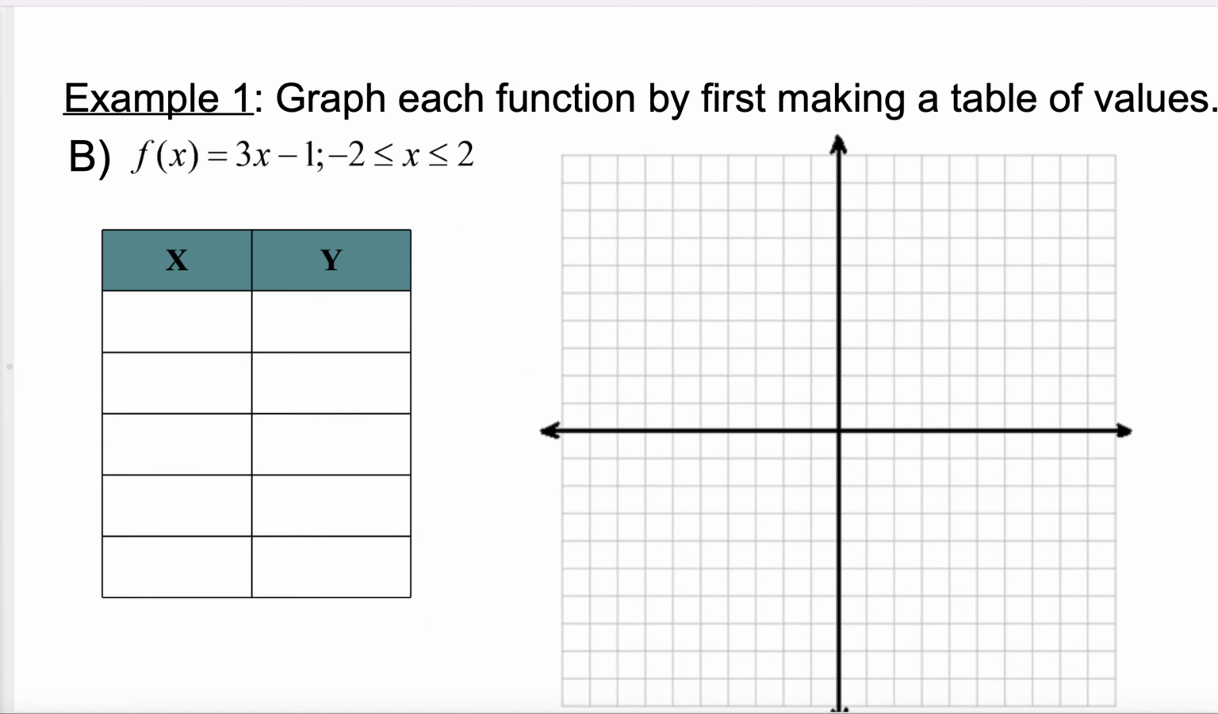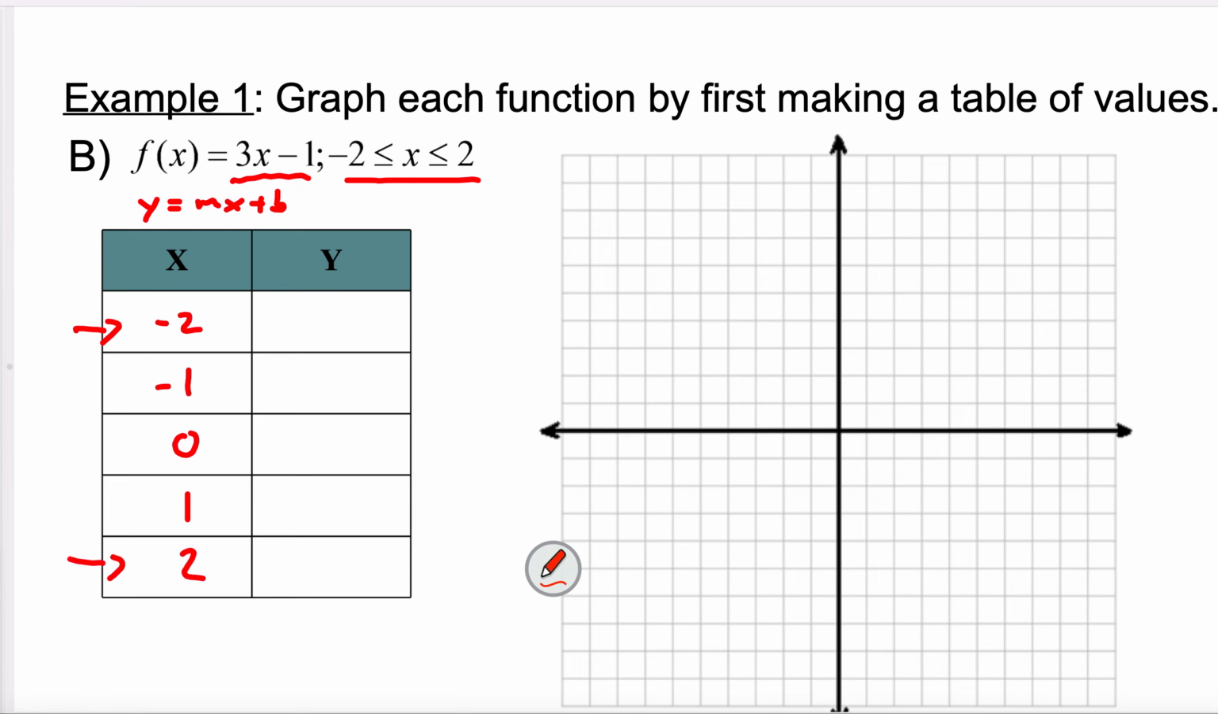So let's try another one. We're supposed to graph out this one. Now this one here, hopefully you remember that this is going to be a line. Why is it going to be a line? Because it's in that form of y equals mx plus b. When it's in that form, we know it's going to look like a line. Over here on the side, they've told us what values to pick for x. We're supposed to pick from -2 to 2. So let's do that: -2, -1, 0, 1, and 2.